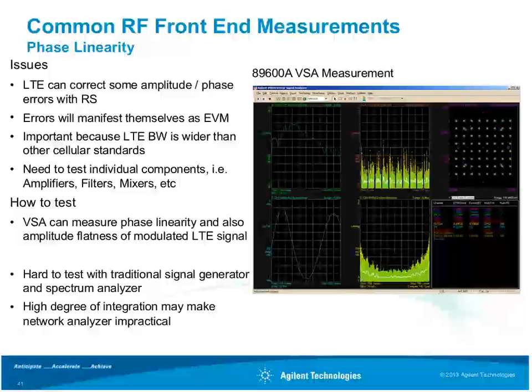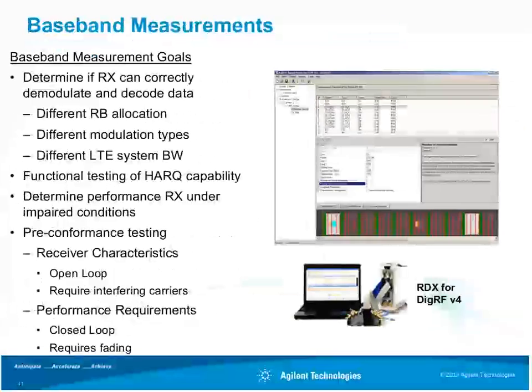If you take a look at this, it may be hard to see some of the display here, but for the flatness, the dB per division we're showing here is about 0.05 dB, and so the range on this measurement is about 0.15 dB peak to peak, and then for the phase, it's about 2 degrees peak to peak.